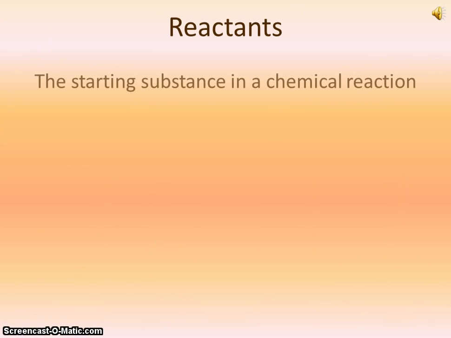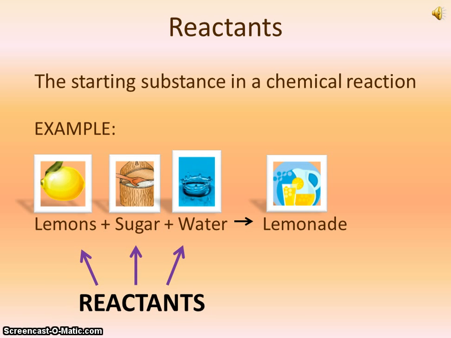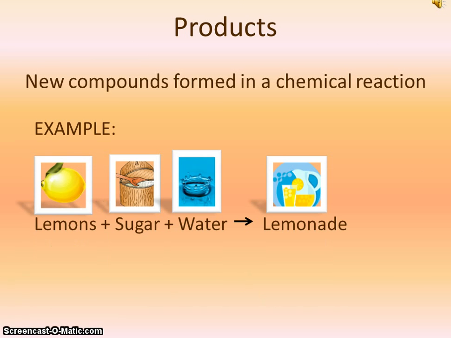Reactants, the starting substance in the chemical reaction. Using the previous example with lemonade, the reactants would be on the left side of the equation, which are the lemons plus sugar plus water. Products, new compounds formed in a chemical reaction. Using the previous example where we made lemonade, this time the right side of the equation, or the lemonade, is our product.